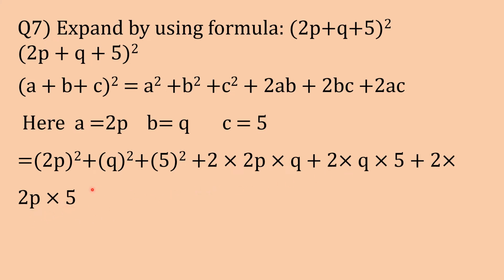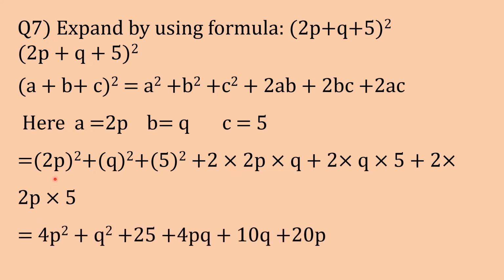So 2 into a is my 2p and c is my 5. So I'll just write. Now I'll solve this. What is 2p whole square? That is 4p square. So you have to just remove the brackets and write the values. So 2p the whole square will become 4p square plus q square as it is, plus 5 the whole square will become 25. Then plus 2 into 2, 4, 4 into p into q, 4pq.